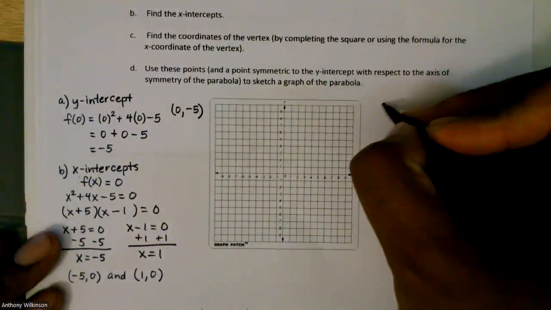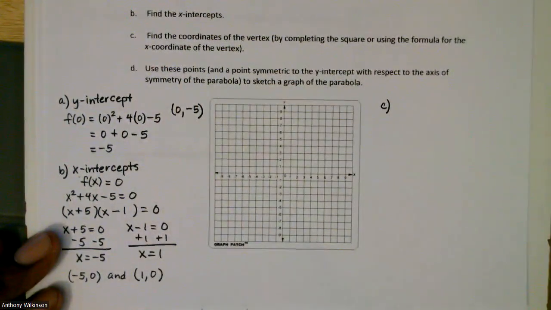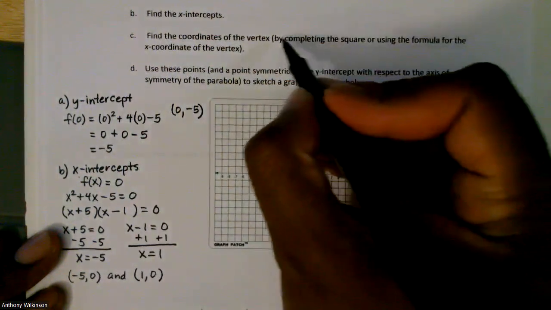Part C, I'll do on this side, is to find the coordinate of the vertex, and we're not going to be completing the square.